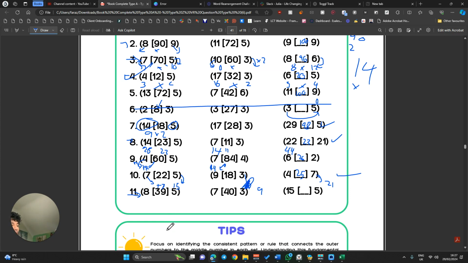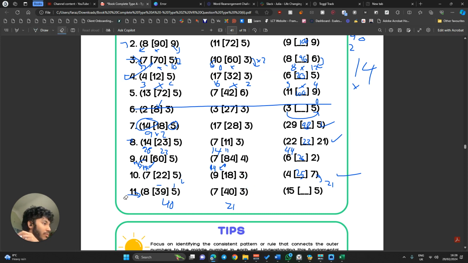Final one, question 8. Let's have a look at this. So 5 times 8 is going to be 40, and if we minus 1 that gives us that, but I doubt it's going to be that. So 7 times 3 is 21. Doesn't seem to be working. Alright, so let's have a look at what other numbers we could work with. We just try and square all of these numbers, see what that gives us.